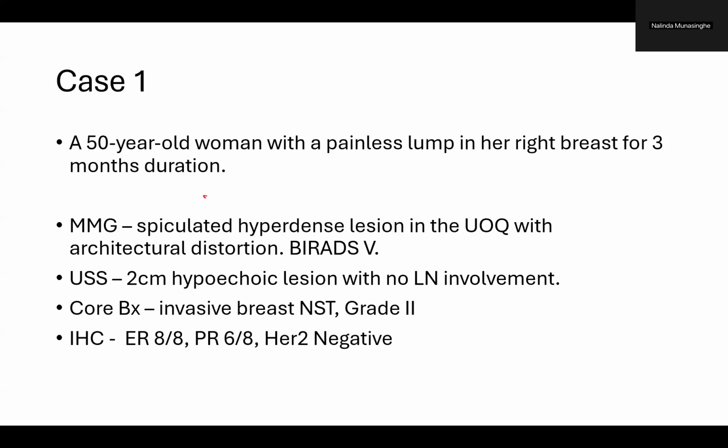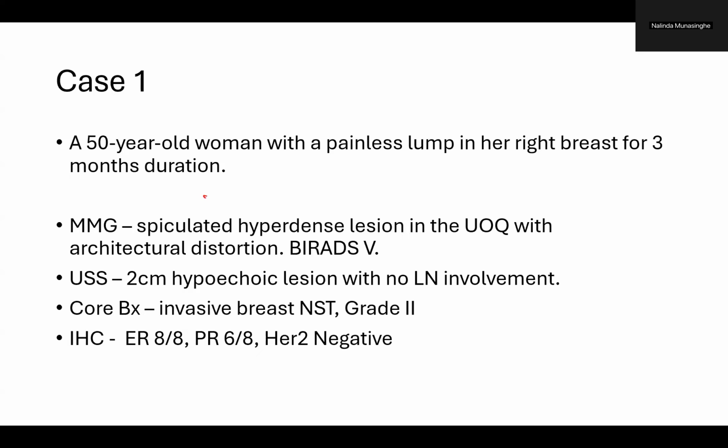And when we do the immunohistochemistry with the core biopsy, it says it's ER 8, PR 6, and HER2 negative. Now, this is the other advantage of doing a core biopsy rather than a cytology, because we can have the immunohistochemistry, which is very important in determining the rest of the management of breast cancer patients. So in immunohistochemistry, we customarily check 3 components: receptor status for estrogen receptors, progesterone receptors, and the HER2.